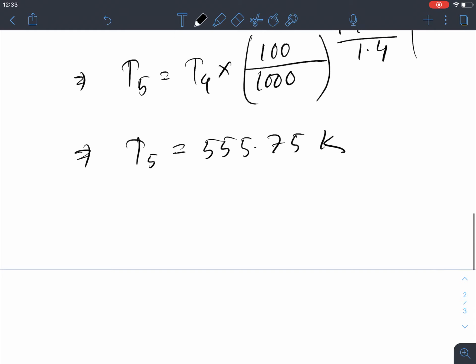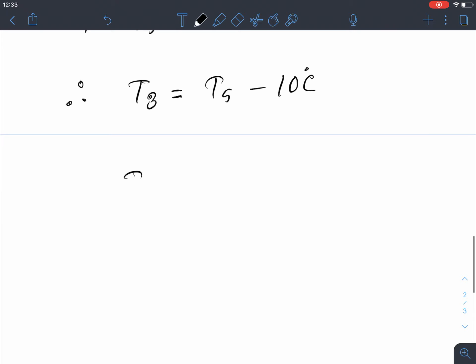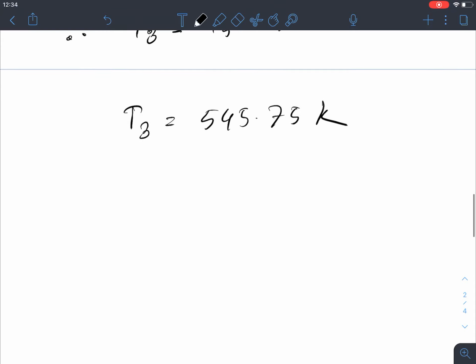555.75 Kelvin, right? So now the statement is saying that T3 is 10 degrees cooler than the incoming fluid on the regenerator, right? So which is T5 minus 10 degrees C. So if we convert it in Kelvin and plug in all that information, then it will be 545.75 Kelvin. So now we know T3, right?